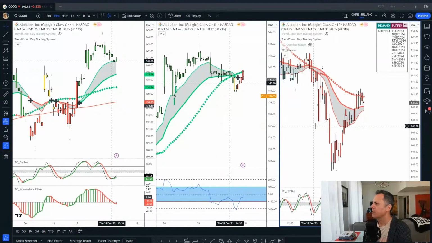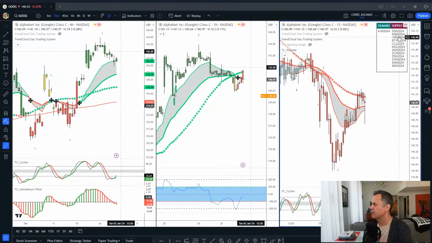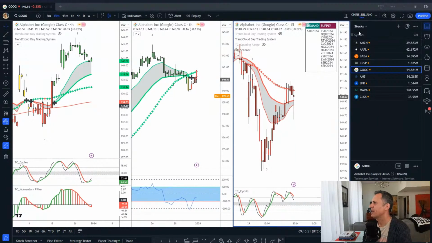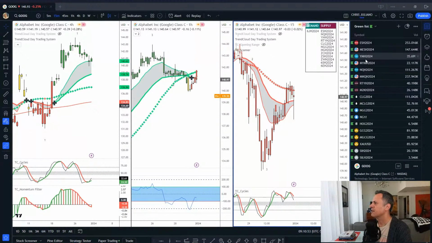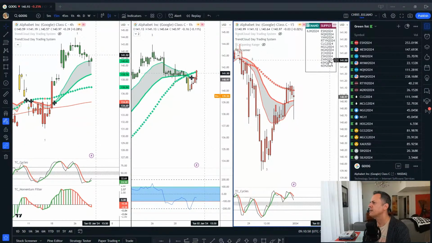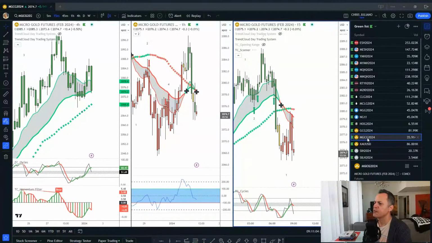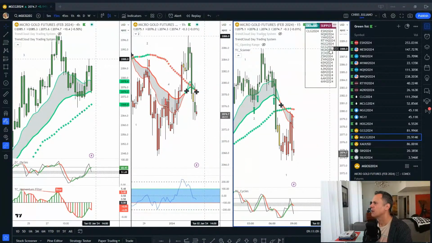Okay, so here we have downtrend. Here's the ES, right? Oh, I'm sorry, we're still on Alphabet here. Let's go back over to the green list. Let's go over to gold because gold has opened up. Is gold on here? It is not. Okay, so gold's not on here, but let's go there anyway and just see. Okay, see how gold is not on the scanner? Up there it is. Okay, there it is.